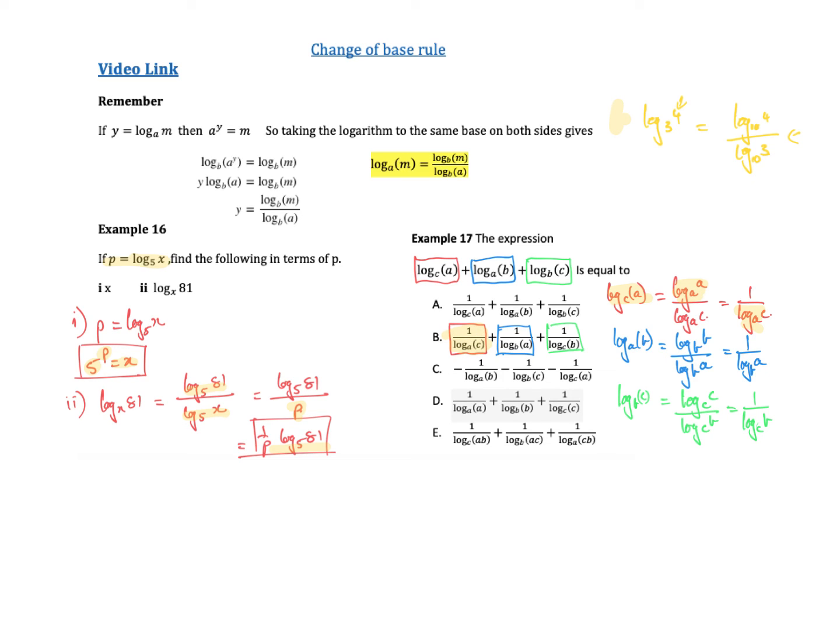If I check the next one, log base A of B, what if I make that a log base B expression? So I get log base B of B over log base B of A. Again, I get my 1 over log base B of A. And then obviously if I do the same thing to my log base B of C, I get a log base C of C over log base C of B, and again 1 over. So I get an expression there of B.